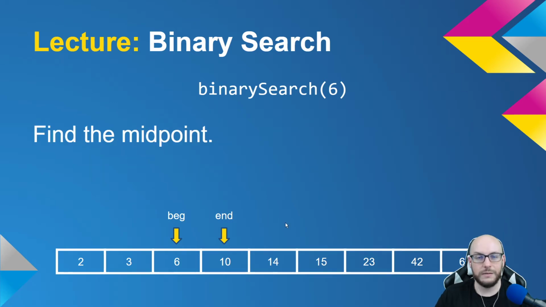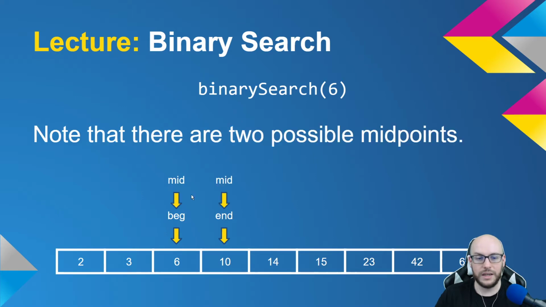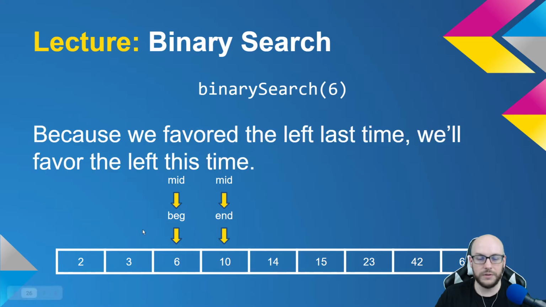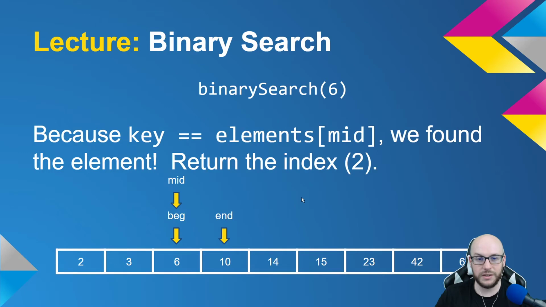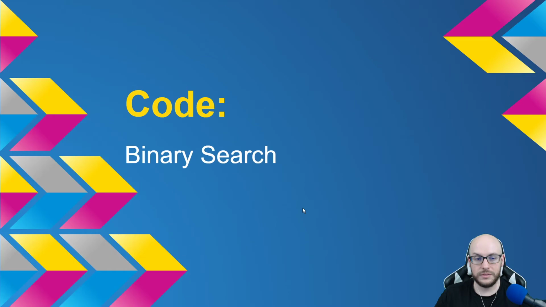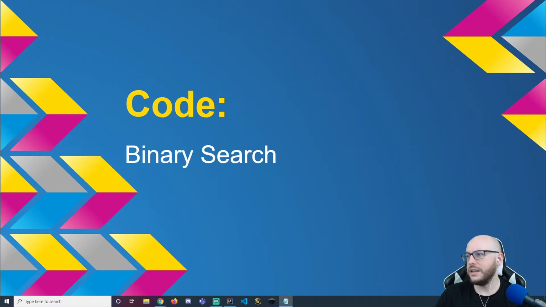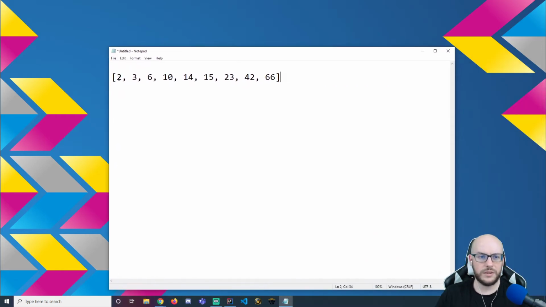Now what I want to do is find the midpoint. Again, we actually have two options. Because we favored the left last time, our algorithm would always favor the left. So we're going to choose this as our midpoint. And we're going to ask the question, is 6 less than, greater than, or equal to my element at mid? In this case, because it's equal, we found it. And we will return the current index, which would be index 2. So let's get a couple more examples in, and then we will actually code this thing.